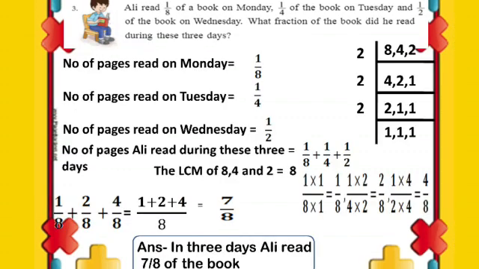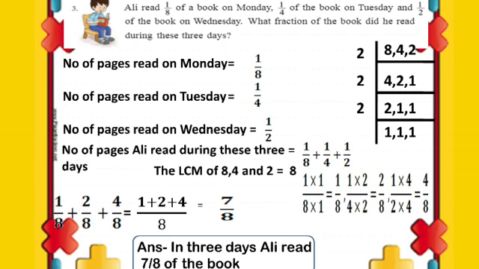Let us see another sum. Ali read 1 by 8 of a book on Monday, 1 by 4 of the book on Tuesday, and 1 by 2 of the book on Wednesday. What fraction of the book did he read during these 3 days? So when you look at this sum, you could find that the operation is addition.